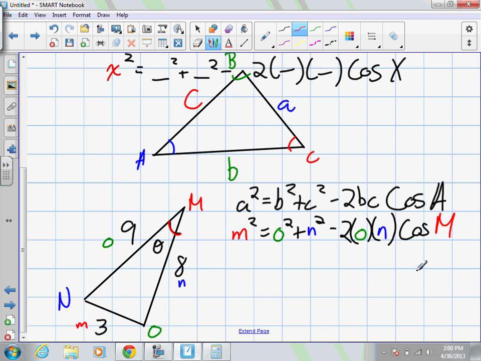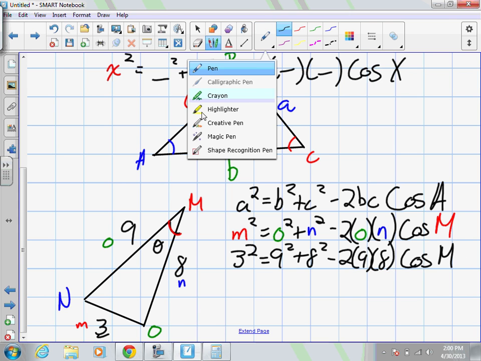Okay, so we've renamed it. We filled in our slots to suit our triangle. Now we can just plug things in. Side M happens to be 3 in length, so we have 3 squared is equal to side O is 9, and side N is 8. And then we have 2 times 9 times 8. And cos M is what we're looking for. So the goal will be to isolate M.